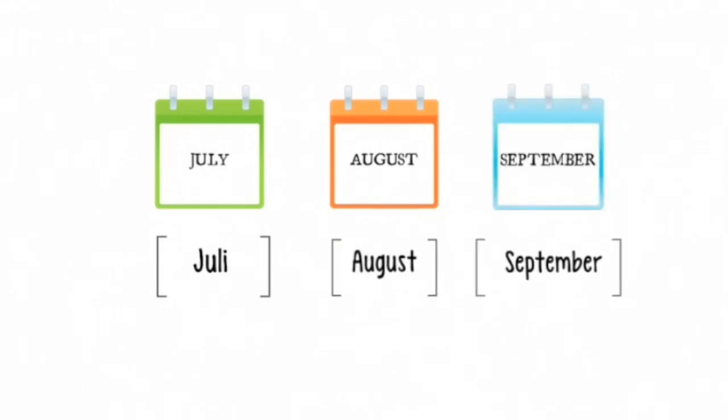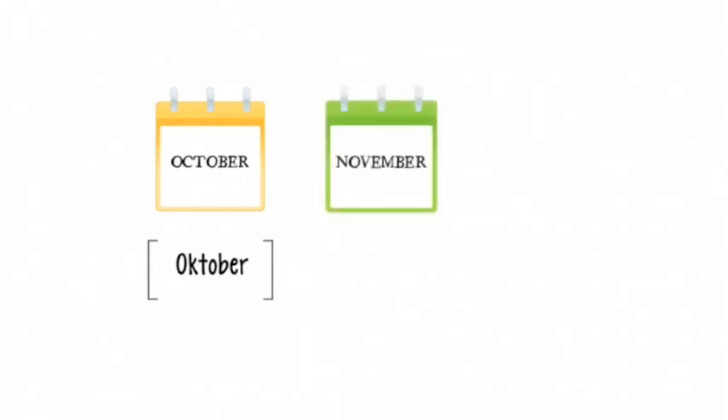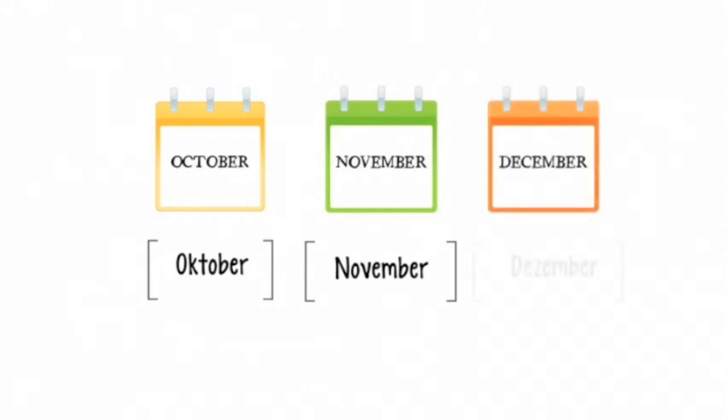September. Juli, August, September. October, Oktober. November. And December, Dezember. October, November, Dezember. The article for the months are all the same, which is der.